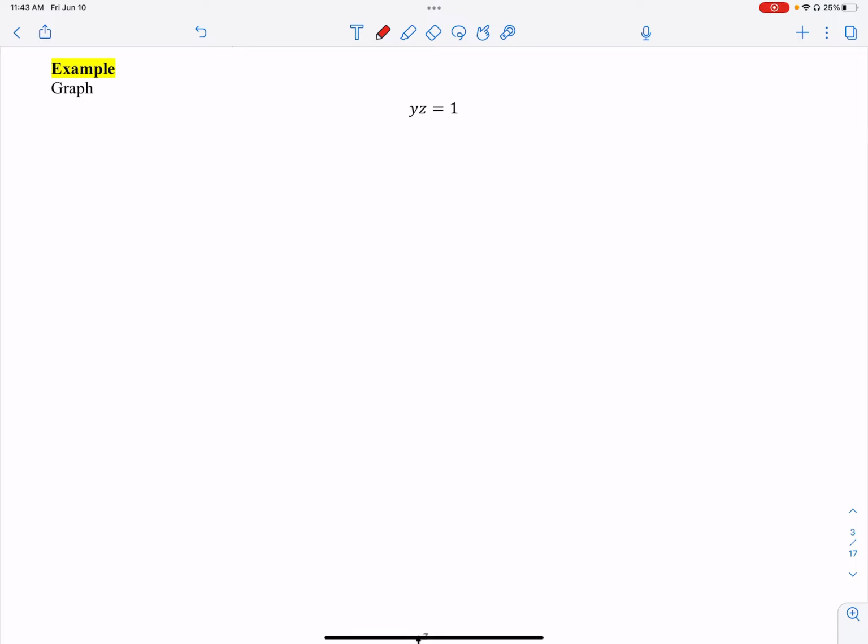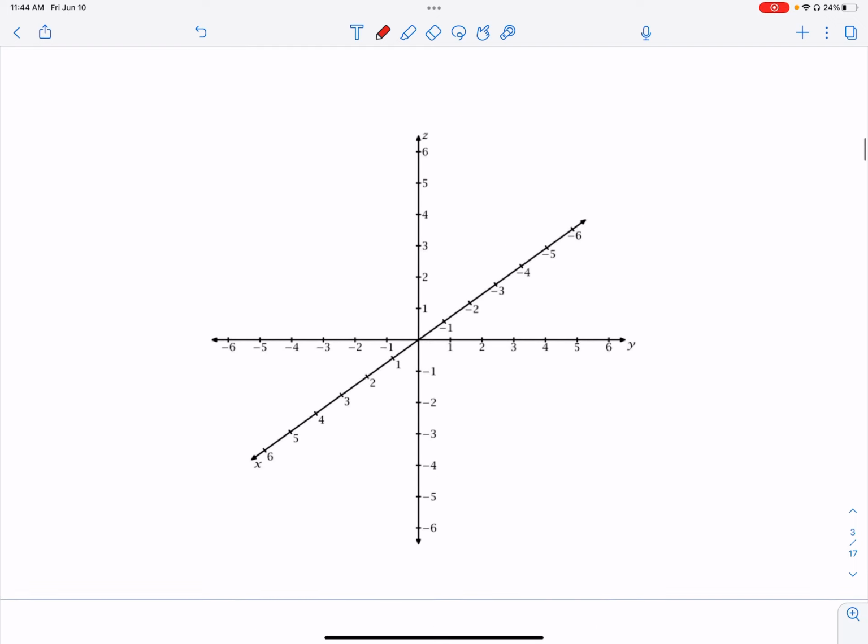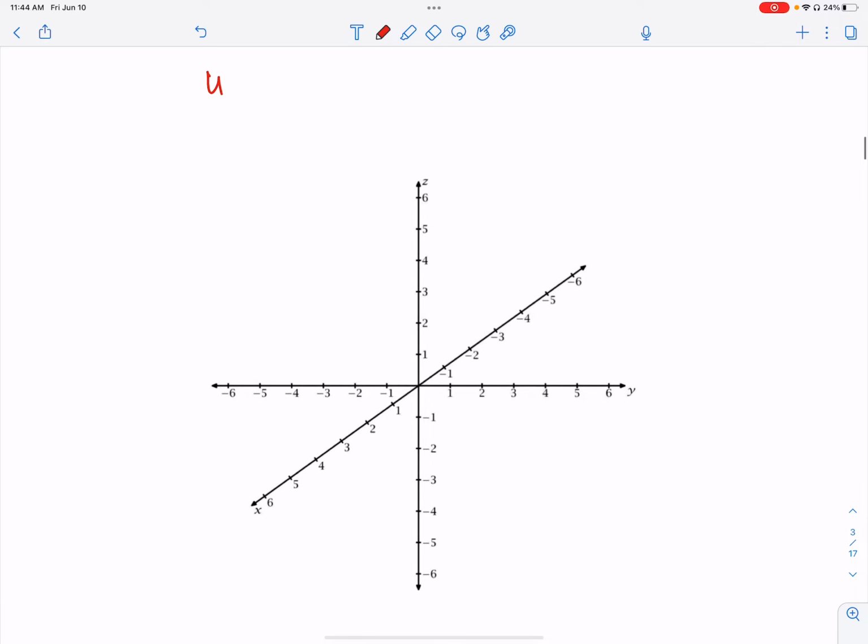All right, this one, what we're going to do, let's first verify that it is a cylinder. 2 variables tells me that it is a cylinder. The trace is on the YZ plane. And then it is directed along the x-axis. All right, so here's our picture. We're dealing with YZ equals 1.